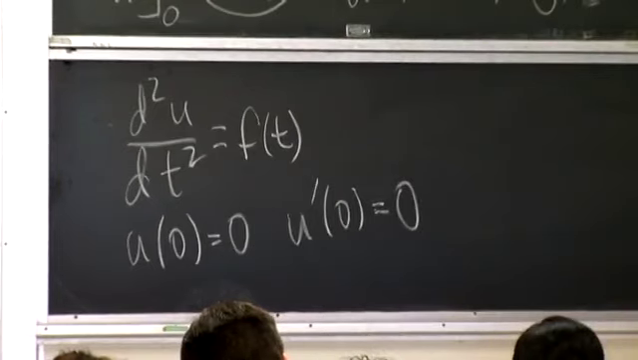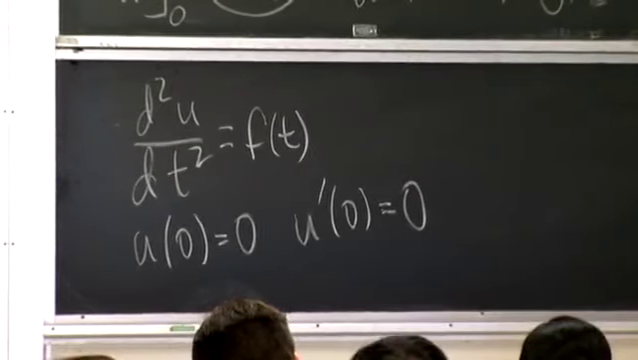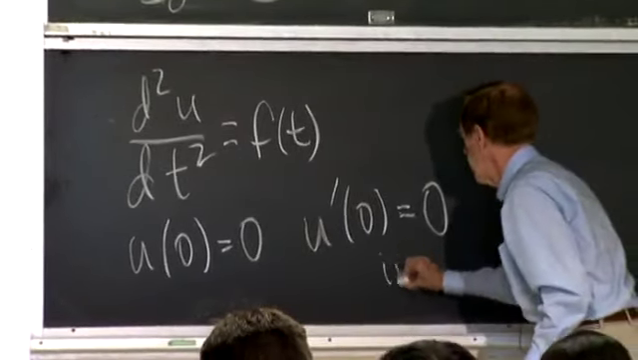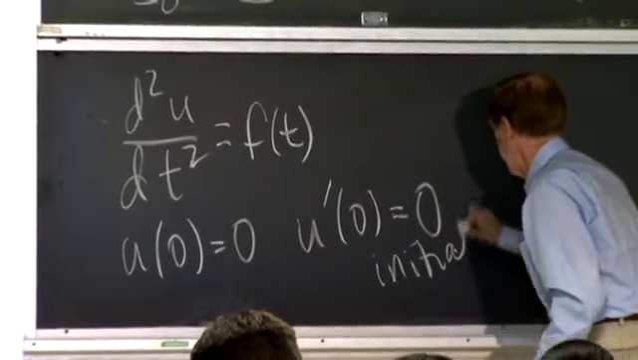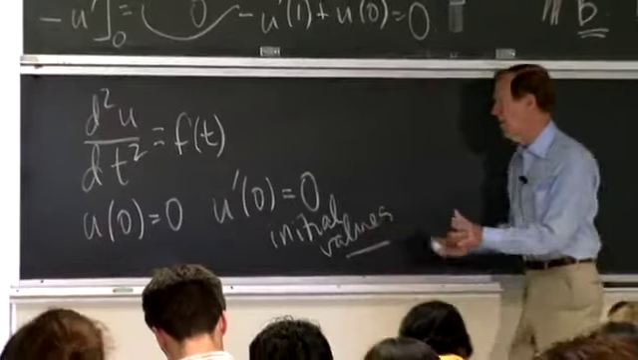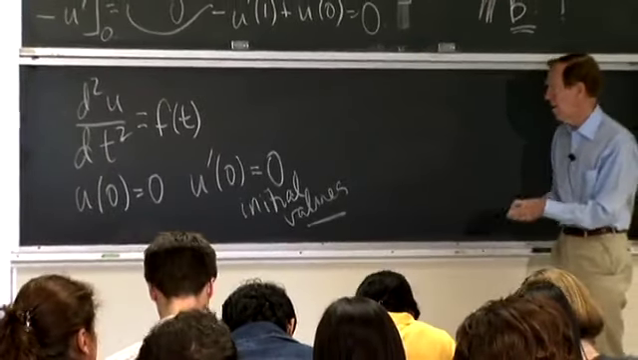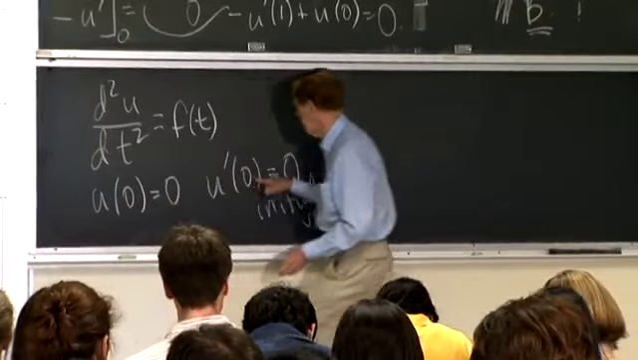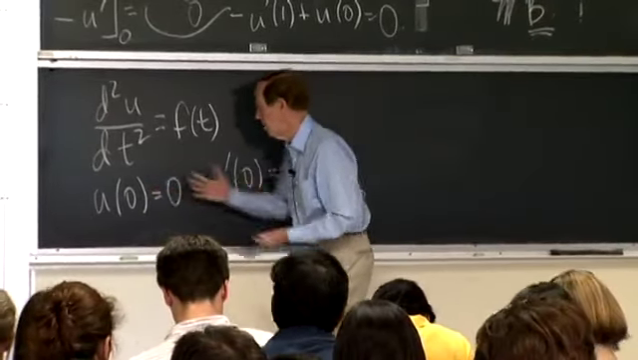So what kind of a problem is that? Now these are, I would say, initial values. Instead of boundary values, I now have initial values. And can I solve it? Yes. So I'm starting at time 0. This is t equals 0. I'm starting at rest.